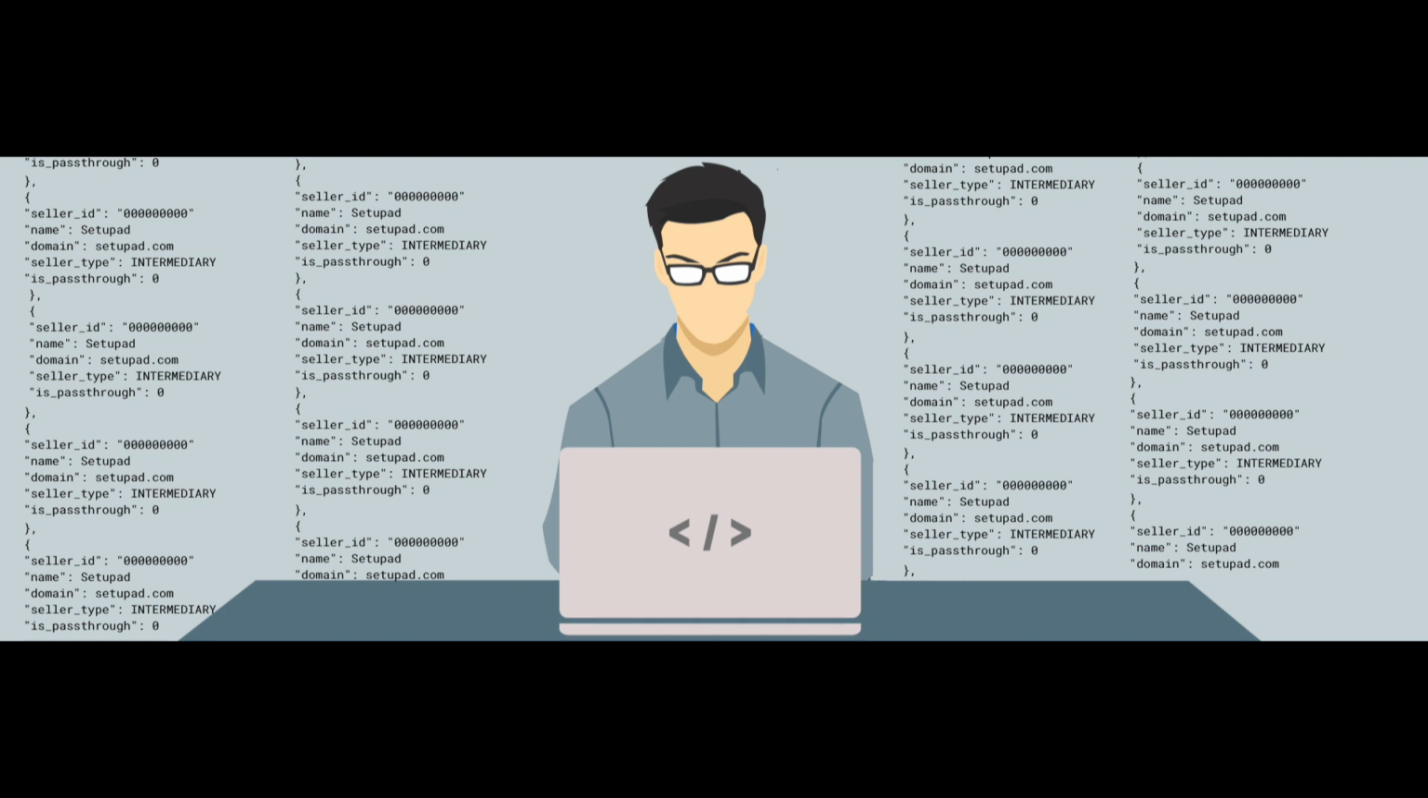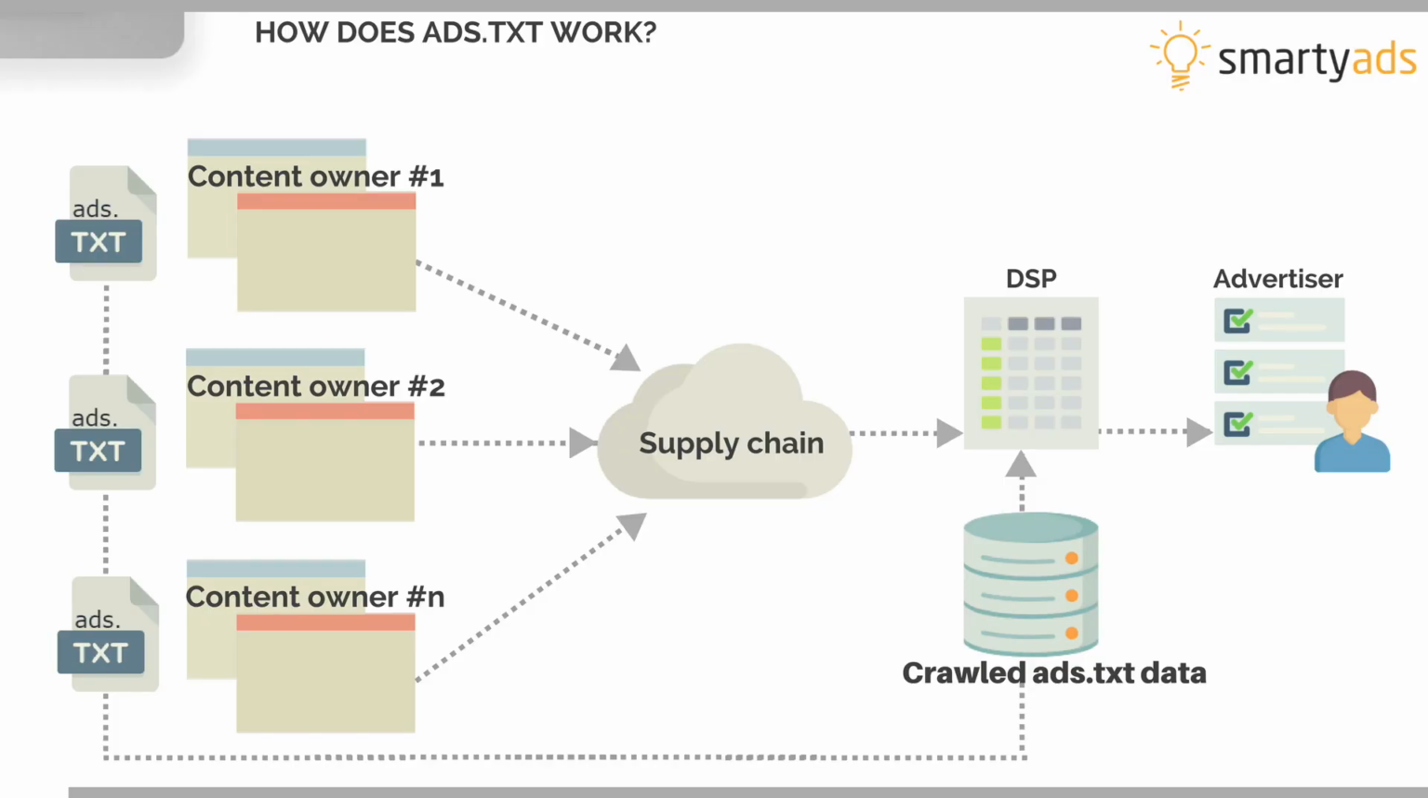In the file, SSPs and exchanges will have to list all their authorized reseller partners along with the seller ID and any detail on the legal entity that owns that company. You may have heard of ads.txt, which is the easiest way to put your ad inventory for sale by a list of approved sellers. Ads.txt is the supply side of the ad exchange, whereas Sellers.json is the demand side.